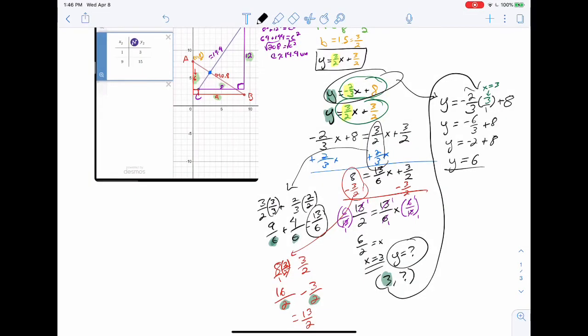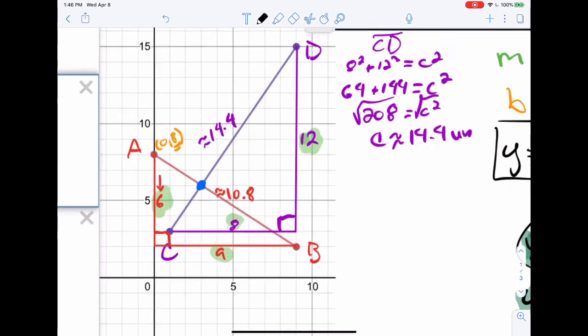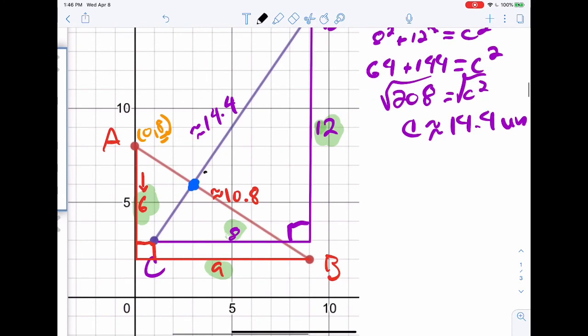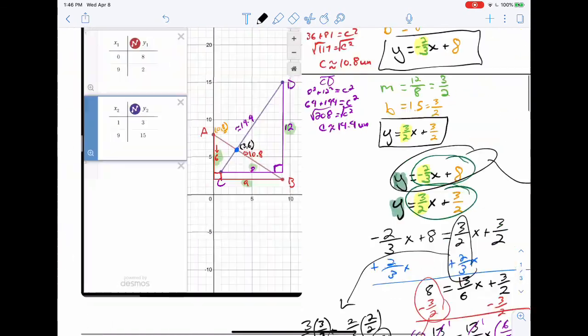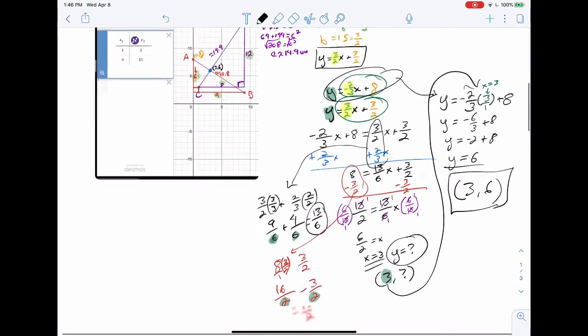And now we have the solution to the system of equations, (3, 6), which means that is where these two lines intersect. Now you could have just looked at the graph and seen that they intersect at (3, 6), but by solving the system, that's how you prove it algebraically.